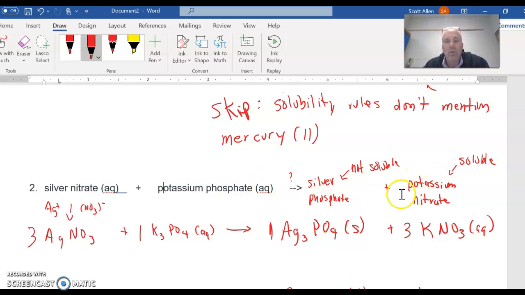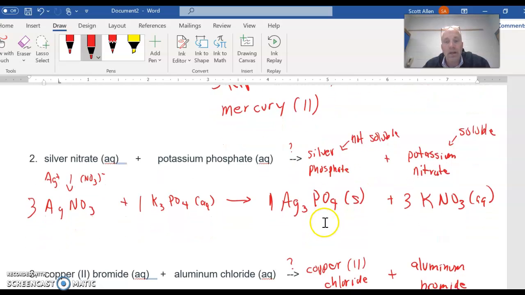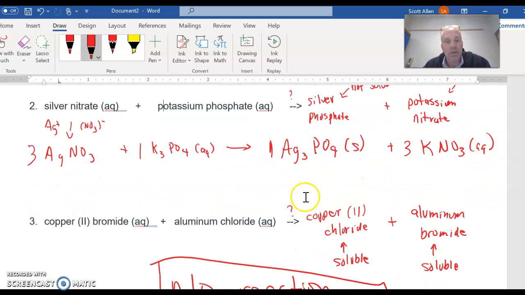All right. So doing that here, you would get silver phosphate and potassium nitrate. Silver phosphate would not be soluble according to the solubility rules. From that point, we're going to turn all these things into formulas. We're going to designate the states. Remember, this needs to have an S after it since it's not soluble, and that stands for solid, and then balance.